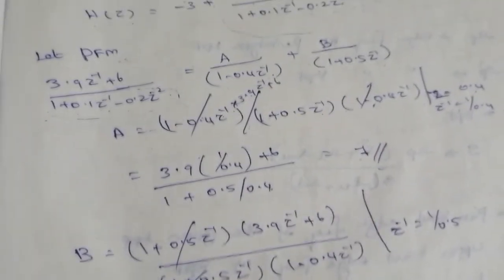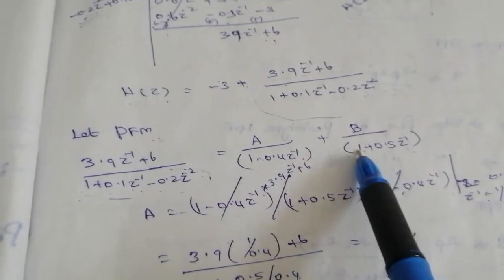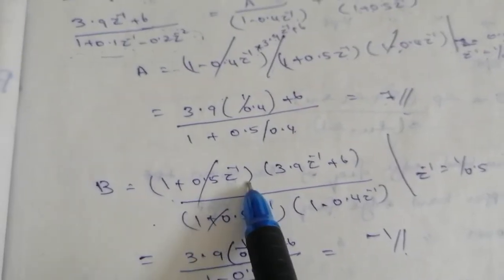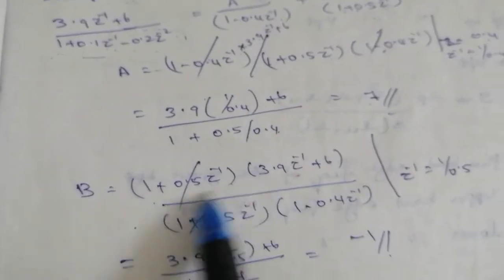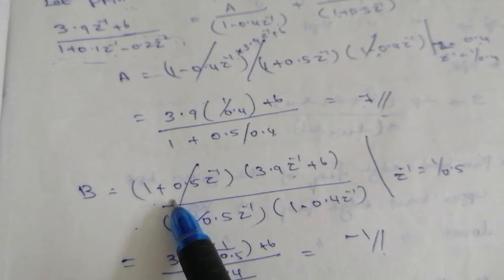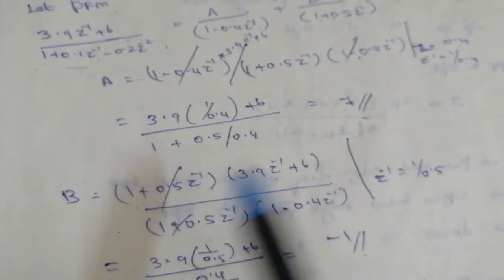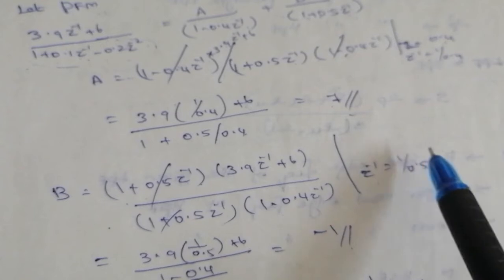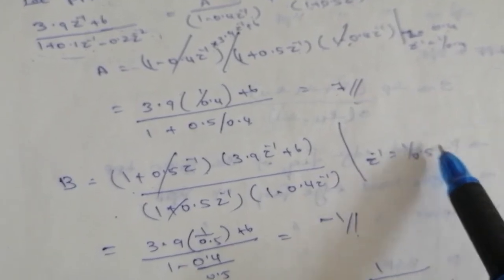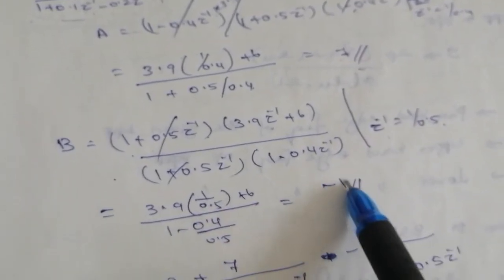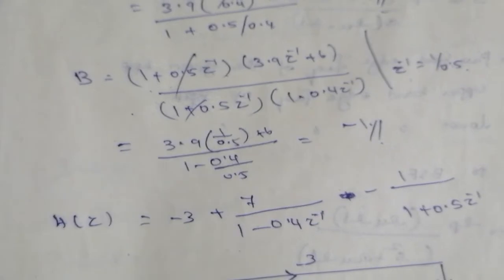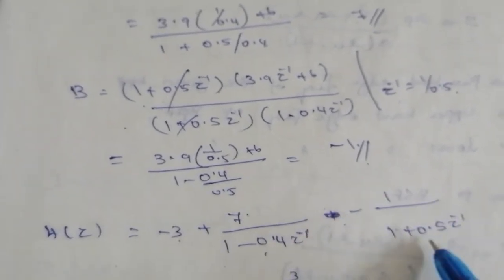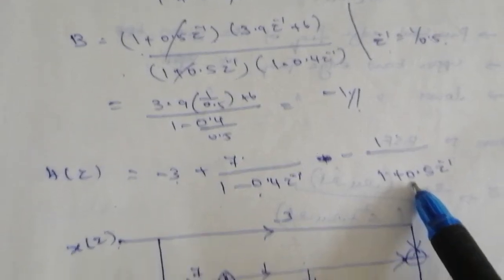Next to find the B value, we cross multiply this factor to here: 1 plus 0.5 z inverse into 3.9 z inverse plus 6 divided by the denominator value. These two terms cancel. So z inverse value is 1 by 0.5, then z equal to 0.5. Now substituting this value, we get B value is minus 1. So H of z equals the constant value, A value divided by this factor, minus B value divided by this factor. Let's draw the diagram.